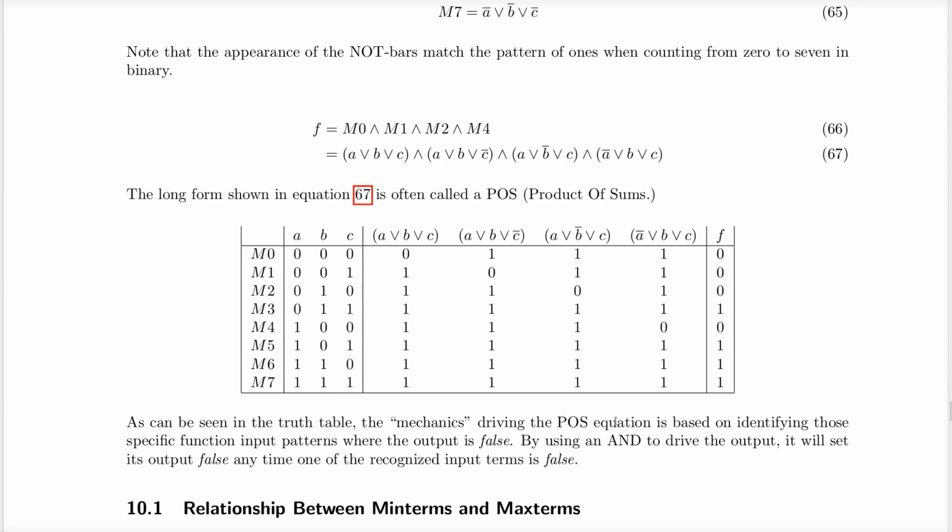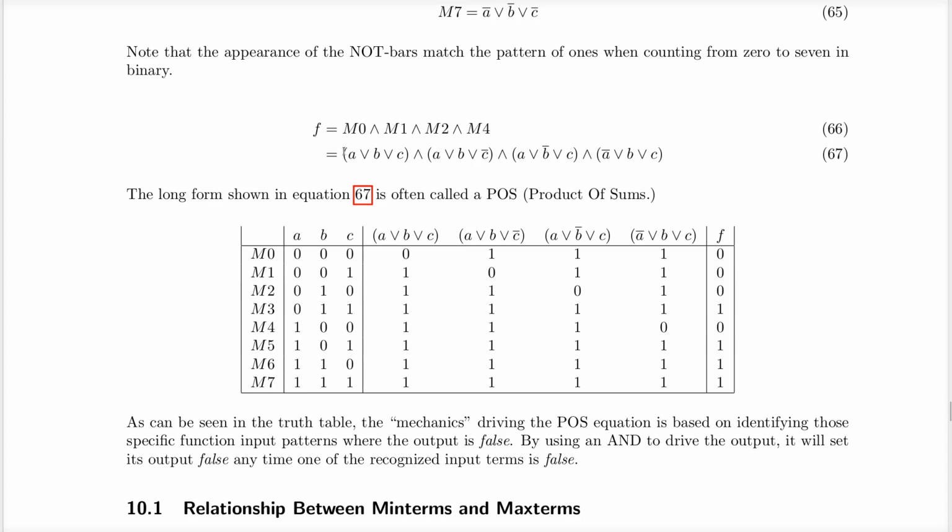The mechanics of the product of sums is based on identifying those specific function input patterns where the output is false, exactly opposite of the sum of products. Then by using an AND function, I will set the output to be false any time any one of those input terms is false. As long as M0, M1, M2, and M4 are all true, then F is true. And half the time in this example, that is correct. It is true.